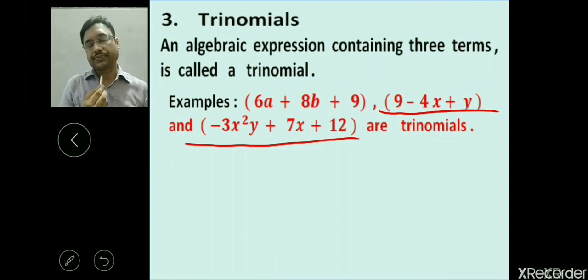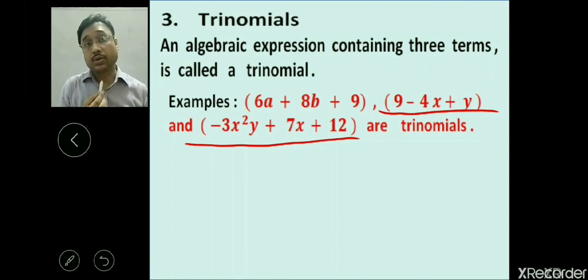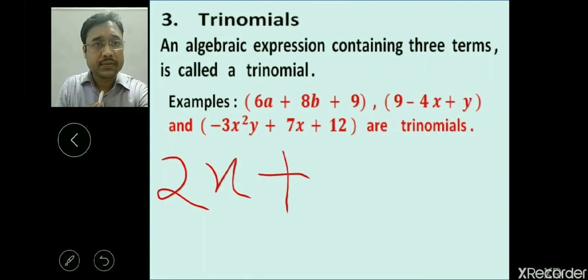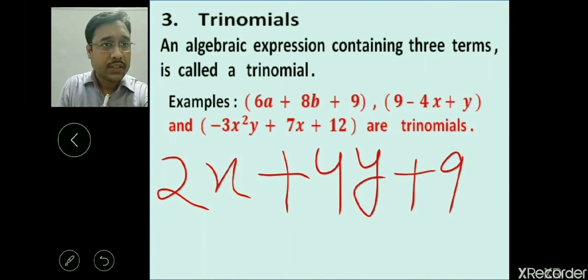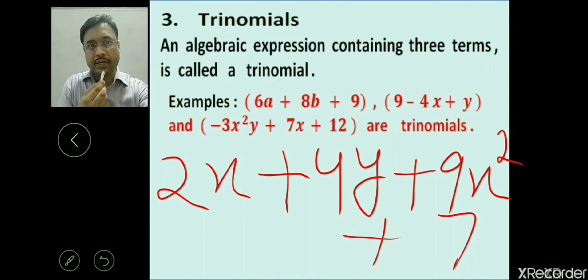Now one more type of algebraic expression based on the number of terms. If the algebraic expression has four terms, that is called a quadrinomial, okay. It is similar, so that's why I have not mentioned it here, but just know that an algebraic expression such as 2x plus 4y plus 9x square plus 7. Now see this expression. This expression contains four terms, so that's why this is called a quadrinomial, okay.